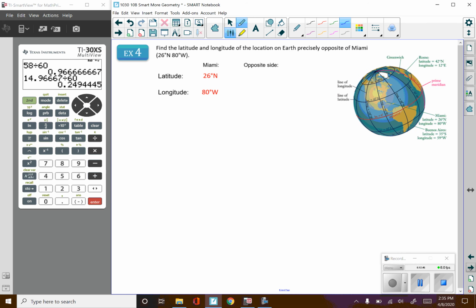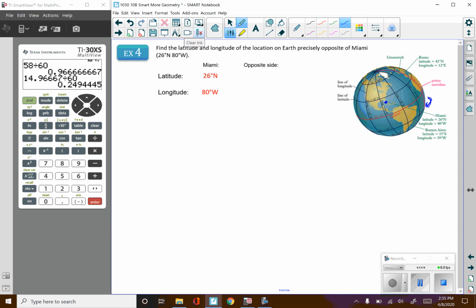Okay, second question relating to latitude and longitude. It tells us the latitude and longitude of Miami, which is shown right here. It's 26 degrees north, 80 degrees west is its location. The question is, what is the latitude and longitude of the location on Earth that is precisely on the opposite side of the globe? So like way on that other side that we can't really even see in this picture.